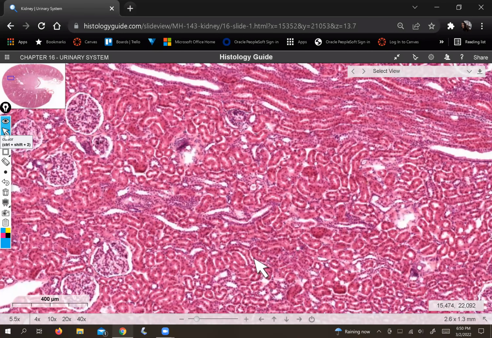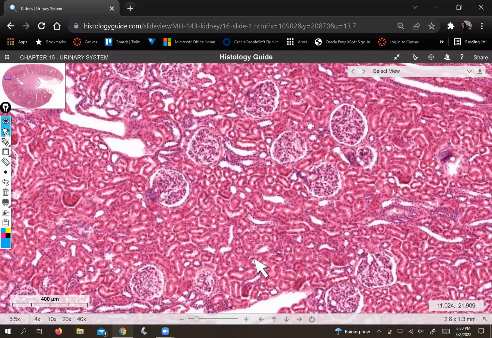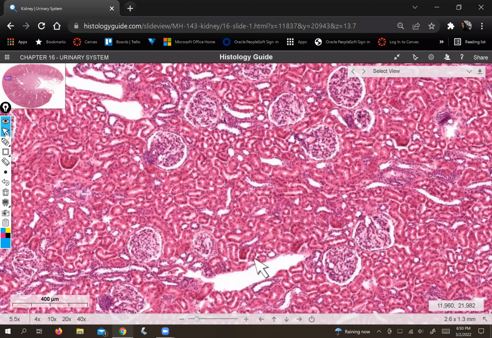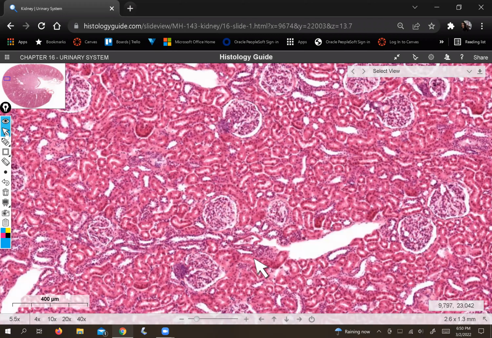So now I'm going to go scanning and just look for an area where I especially like the PCTs and DCTs.